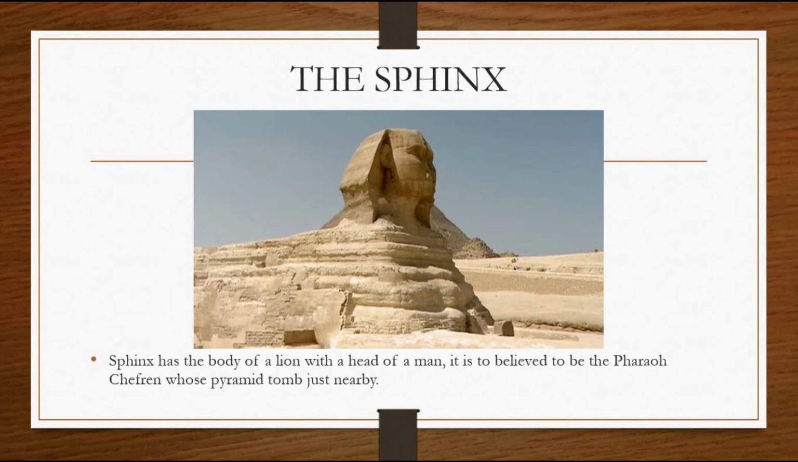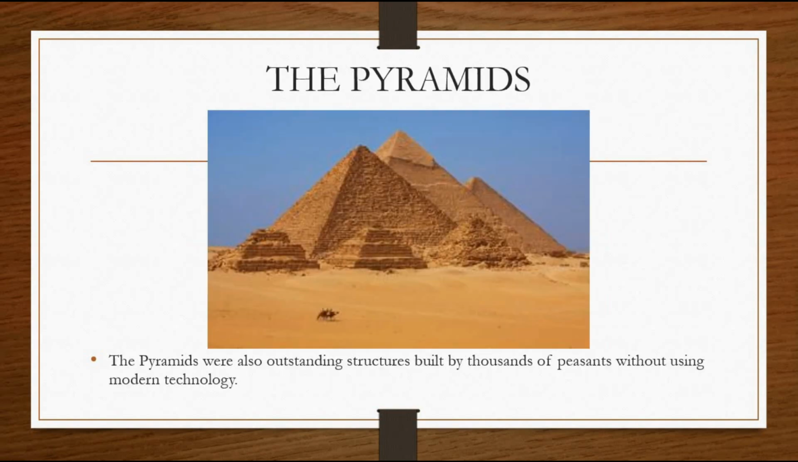Here's the picture of the Sphinx. The Sphinx has the body of a lion with the head of a man. It is believed to be the pharaoh Chephren, whose pyramid tomb is just nearby. The pyramids were also outstanding structures built by thousands of peasants without using modern technology.